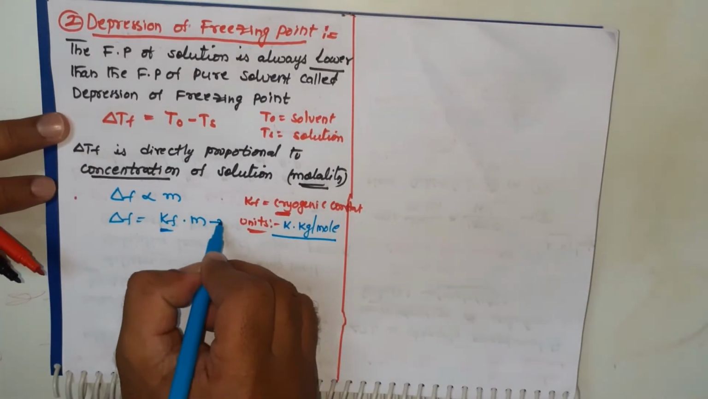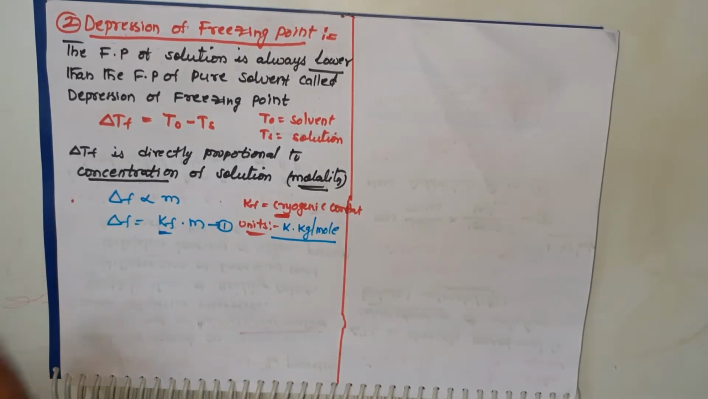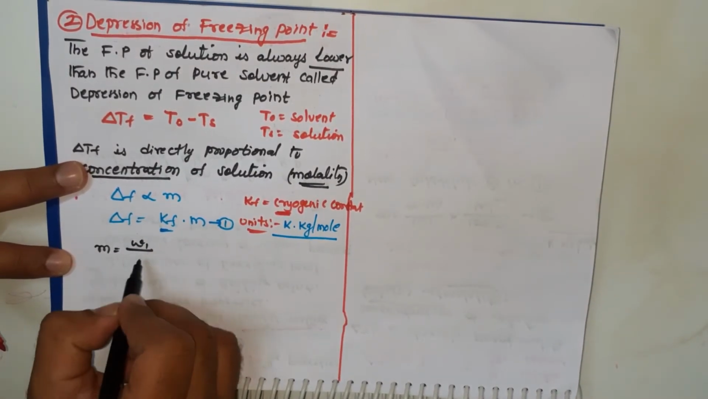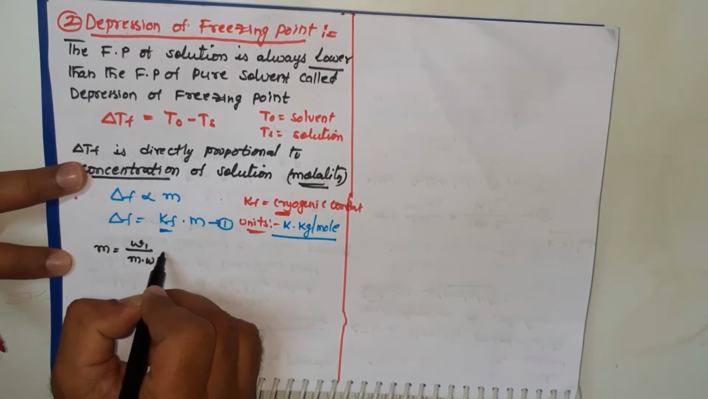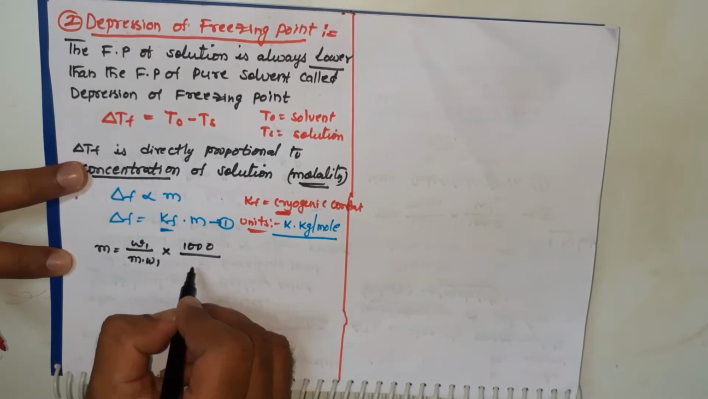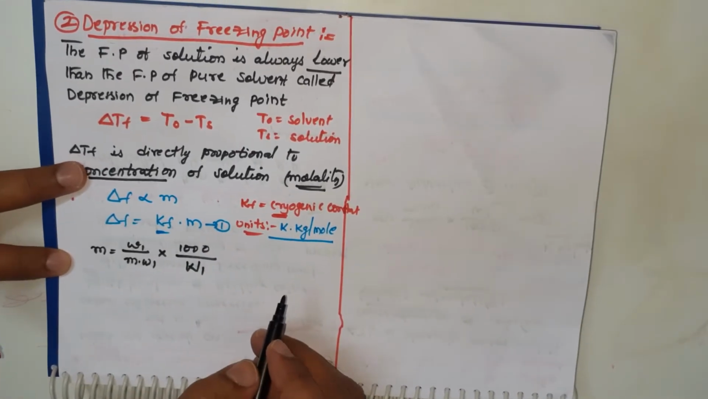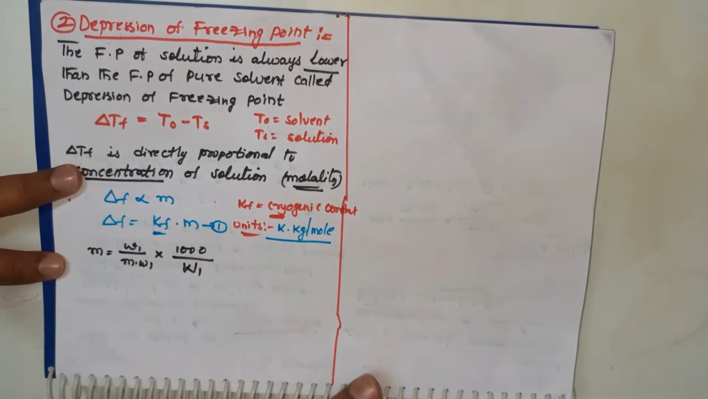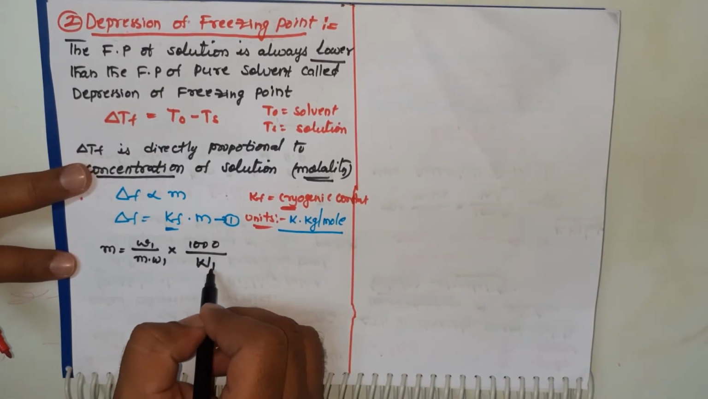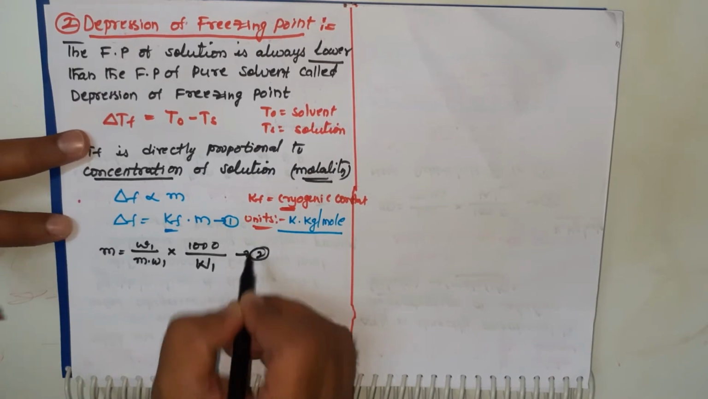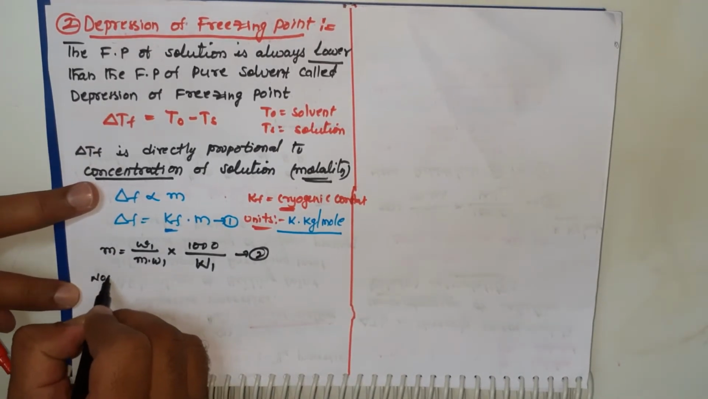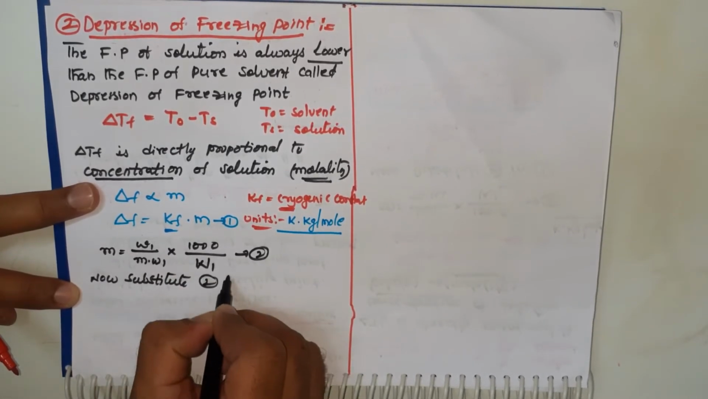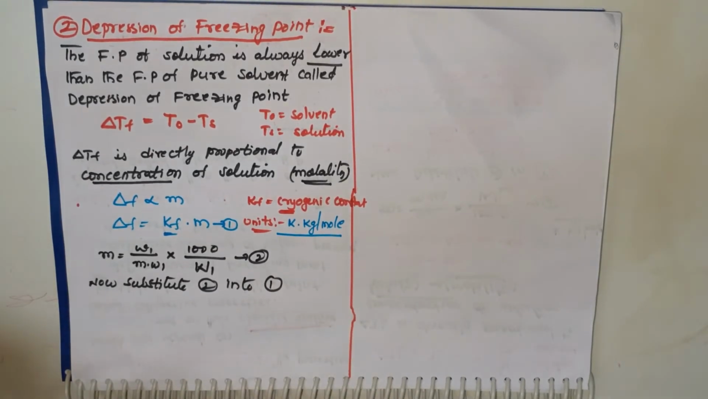Next, this one we take as formula 1. We know that small m, molality, is weight of the solute divided by molecular weight of the solute, into 1000 by weight of the solvent. Here small w is the weight of the solute and Mw1 is the molecular weight of the solute, but capital W1 is the solvent weight. Please take this as formula 2. Now substitute the second formula into the first.